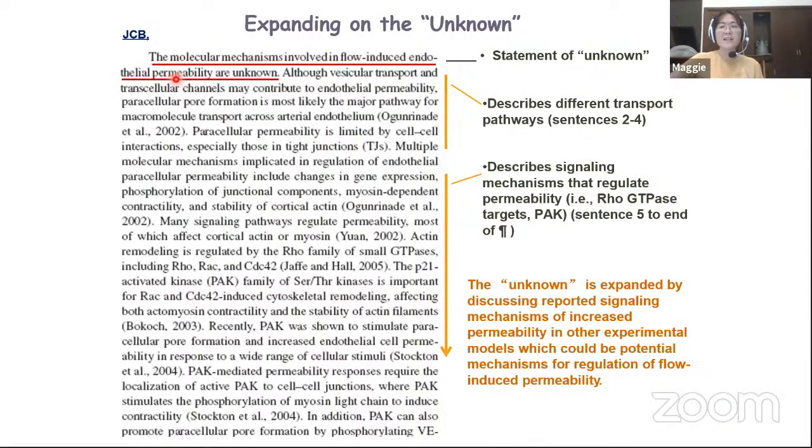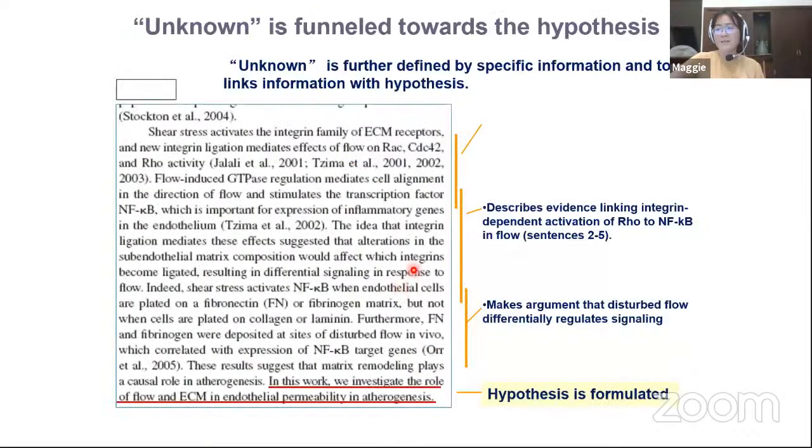And then the second paragraph is talking about the unknown. The first sentence states that the molecular mechanisms involved in the flow-induced endothelial permeability are unknown. And then they talk about the potential mechanisms. And last, they tell about the hypothesis. In this work, we investigate the role of the flow and the extracellular matrix in endothelial permeability in this disease. So this is talking about the known, the unknown, and then your hypothesis. That's the method to write the introduction.